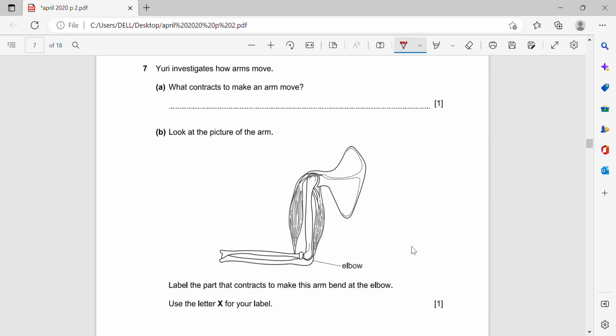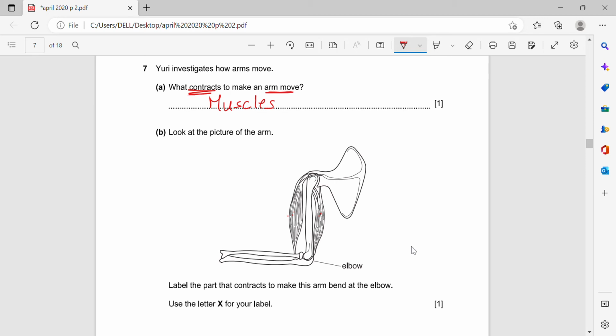Next question 7. Yuri investigates how arms move. Here I have a model of an arm. So what contracts to make an arm move? What are these parts called? Great, muscles. So the muscles contract to make an arm move.